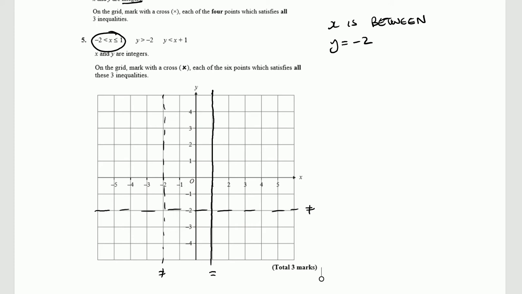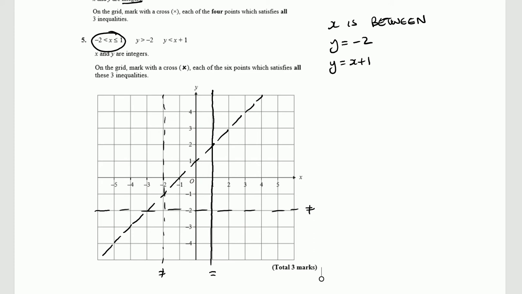Now for the final inequality, we've got to draw y = x + 1. This is a straight line graph with a gradient of 1 and a y-intercept of 1. So that's going to look like this. Remember that if you are not sure how to use gradients and y-intercepts to work out the equation of a graph, you can always just pick an x value and work out a y value, do that a couple of times and plot a couple of points, draw your line through them.